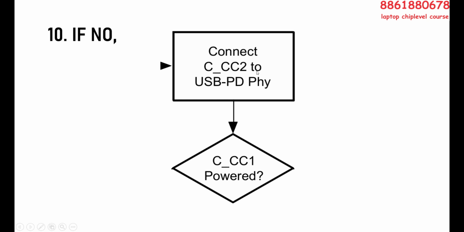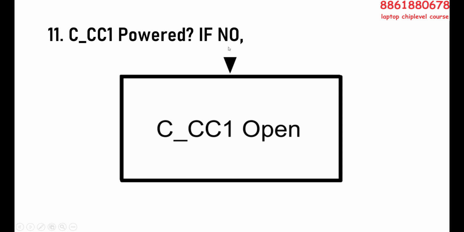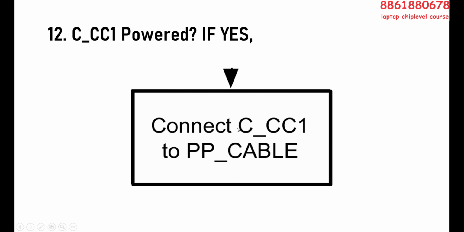Okay, the CC2 now will have the data line, and what about CC1? Again the same two conditions. Either it will be open or it will be powered by the PP line. Now CC2 has the data line, and CC1, in case there is no power, then CC1 will be open. In case power is there, then what will happen? The PP cable will supply the power.